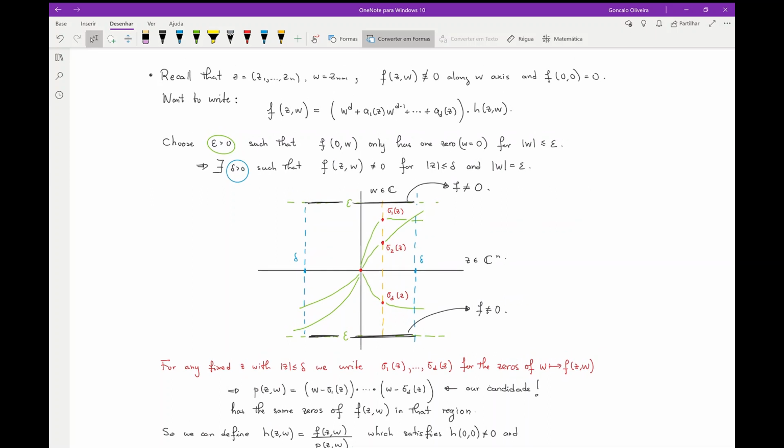Okay, so recall what we are trying to do. I'm going to write z in this manner, w like that is going to be z n plus 1. And we know that f does not vanish identically along the w axis, and it vanishes at 0. Okay, and then the theorem says that we can write f in this manner, like a Weierstrass polynomial in w here times the function h that does not vanish at 0. And we know that these coefficients here are holomorphic functions of z.